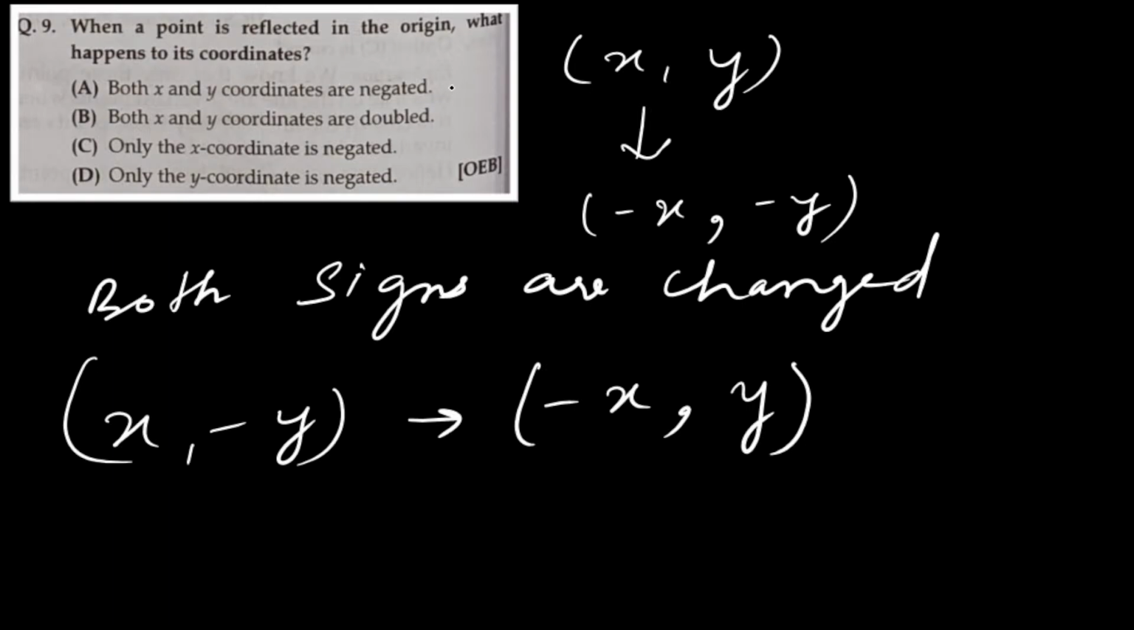Both x and y coordinates are negated. Negated means the signs are changed. Both x and y are doubled. Only x is negated, or only y is negated. So here it means only the signs are changed. So which option? Yes, it should be option A. I told you both the signs should be changed, positive to negative or negative to positive as well. So both are negated here. It's not doubled, only x is not changed, only y is not changed. So option A is the correct answer for this one.